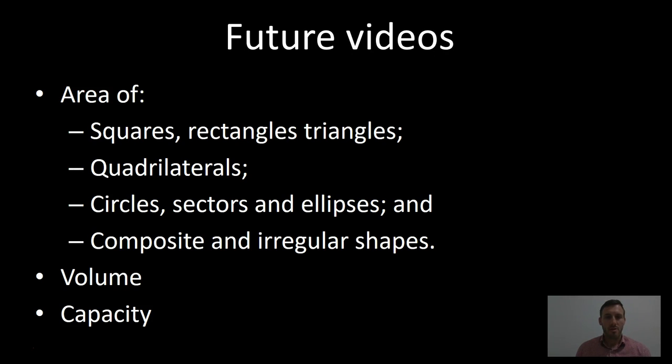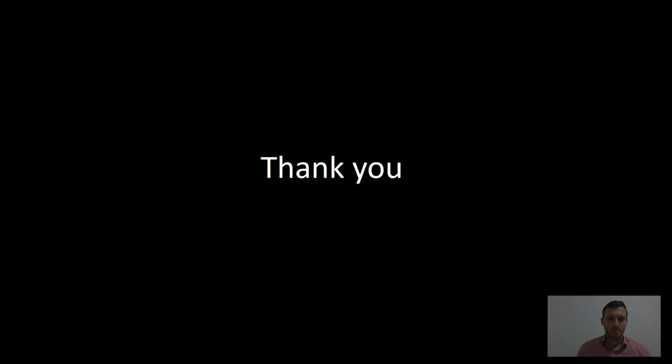That's it for this video on the circumference of circles and perimeters of sectors. In future videos, we're going to be looking at the area of squares, rectangles, triangles, the area of quadrilaterals, the area of circles, sectors, and ellipses. We'll look at the area of composite and irregular shapes, and then we'll go on to look at volume and capacity. Thank you.